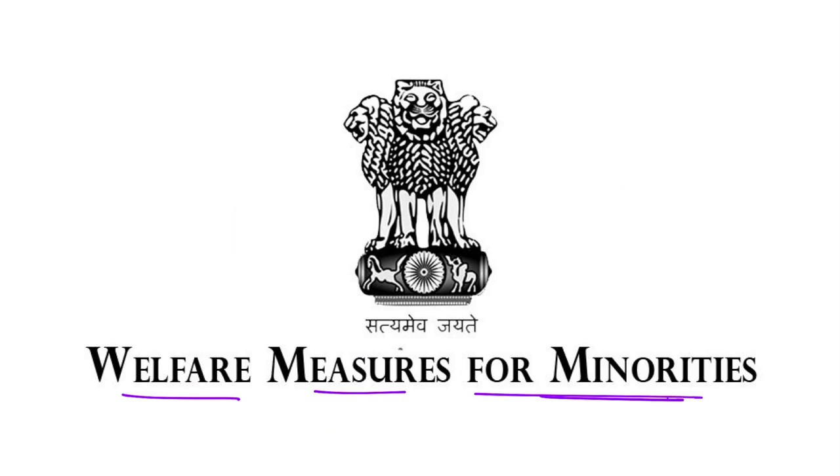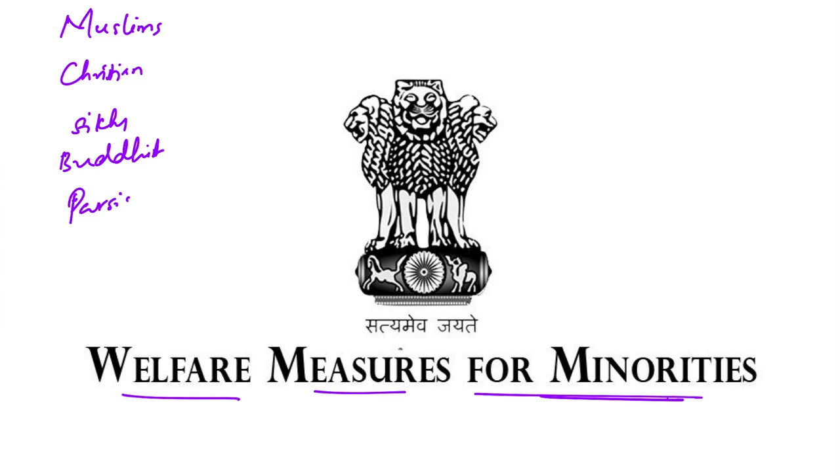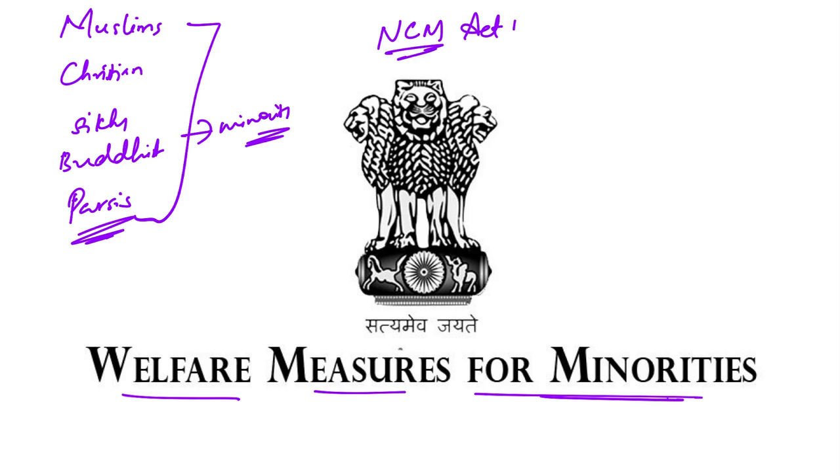Welfare measures for minorities. Five religious communities like Muslims, Christians, Sikhs, Buddhists, and Zoroastrians, those who are also called Parsis, have been notified as minorities. These five religious communities are called minorities as per the provision under the National Commission for Minorities Act 1992.